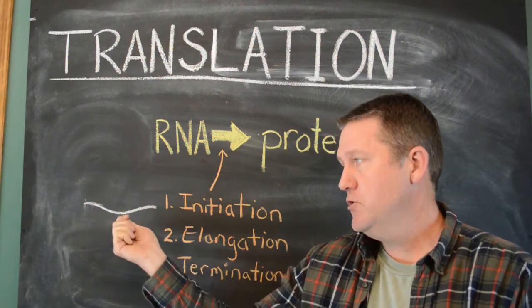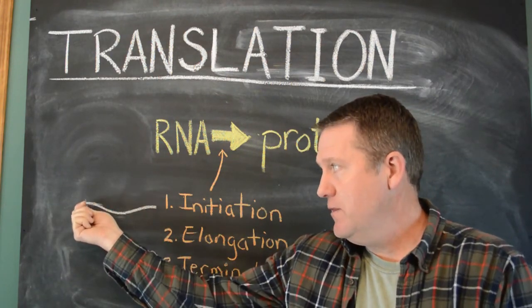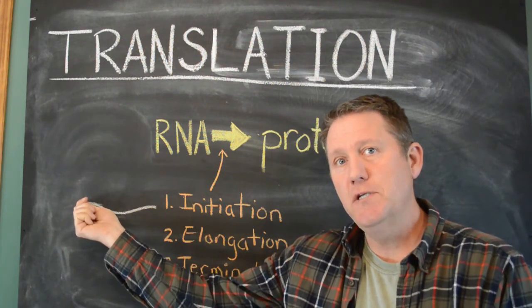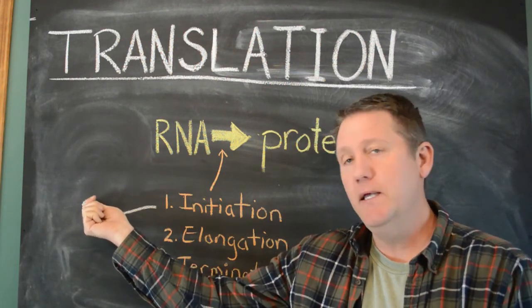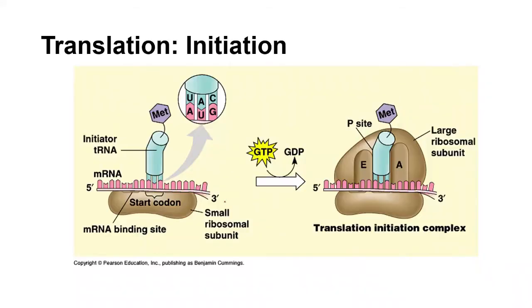Here's our messenger RNA molecule. We've got to put a ribosome on there, but we can't start at the very first nucleotide. We need to move in a little bit, but where exactly? Let's take a look. So in initiation, we have our ribosome and we have our messenger RNA. But the question is, where do we start?